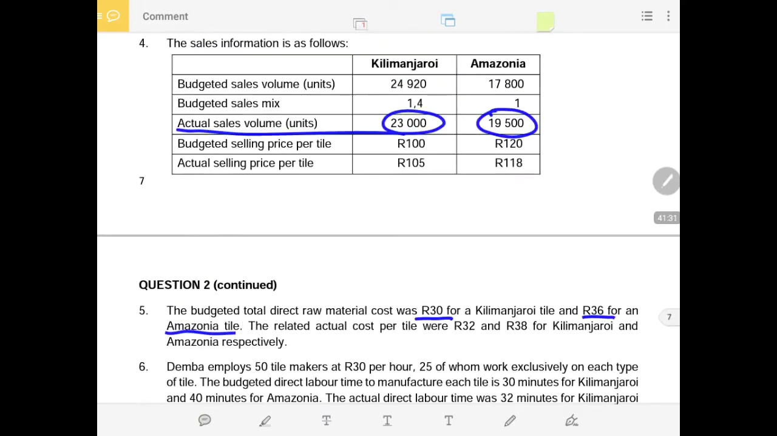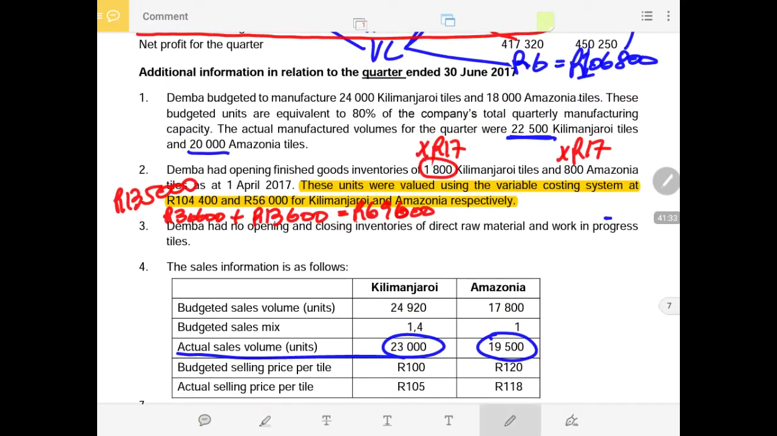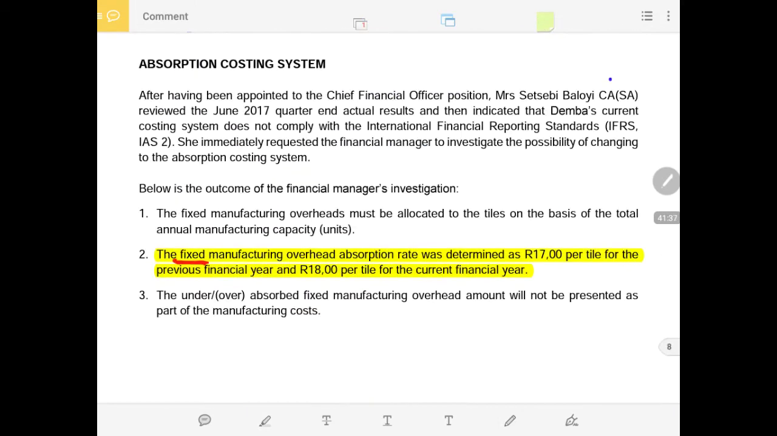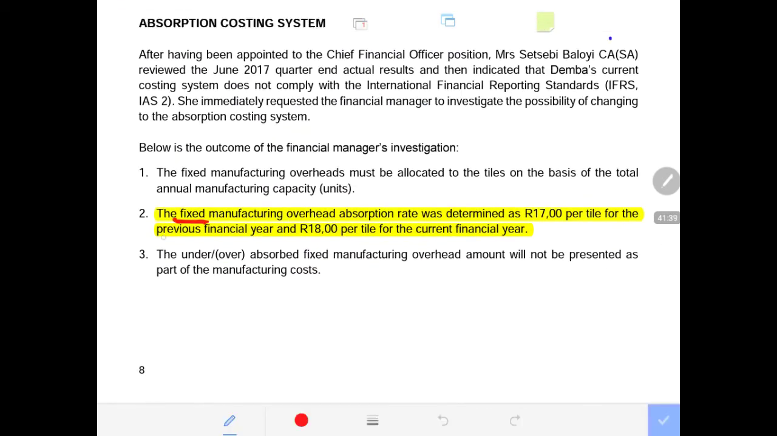And if you look at this too, I highlighted this one because I knew what it means, and I also highlighted this one because I knew that there's a link between this one and the previous information. Now currently the fixed cost per unit is 18 rand. So when we deal with the cost per unit of the current year, this is the amount that we are going to be dealing with.